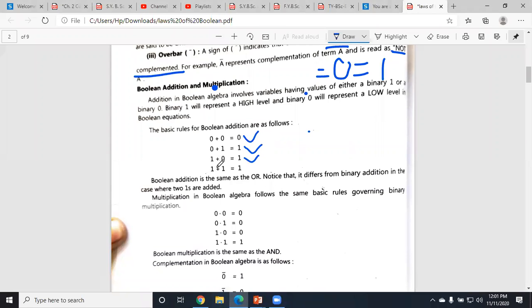Now here see, 1 plus 1. In case of binary addition, what was the answer of 1 plus 1? 0, but the carry we used to write as 1. So 1 plus 1 is 0 with carry 1. But in Boolean algebra, 1 plus 1 is equal to 1. Everybody understand? We have seen this in the last lecture. It's just a revision, that is why I'm going so fast.